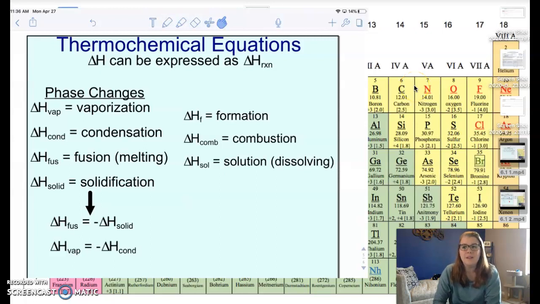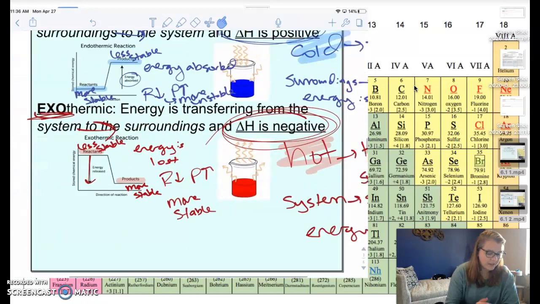Hey everybody, so this is going to be going a little bit more in depth on thermochemical equations. Thermochemical equations are basically chemical equations that we've been working with up until this point. The reason they're thermochemical is we're basically including the heat term in some way, shape, or form. That heat term is going to be that delta H that we've been talking about, so that change in energy within the system.